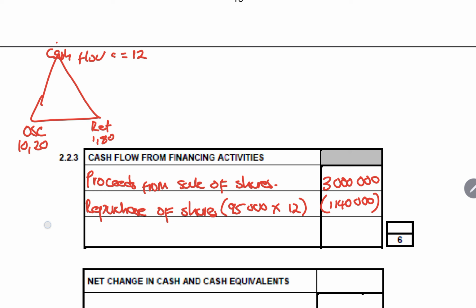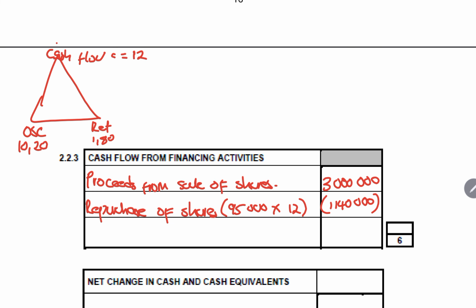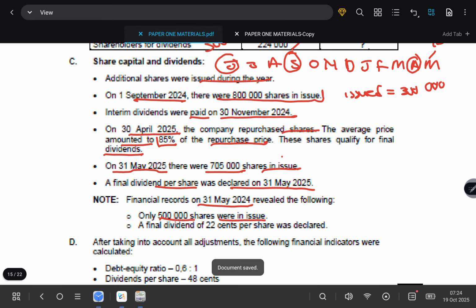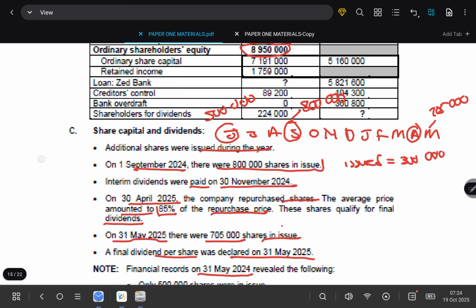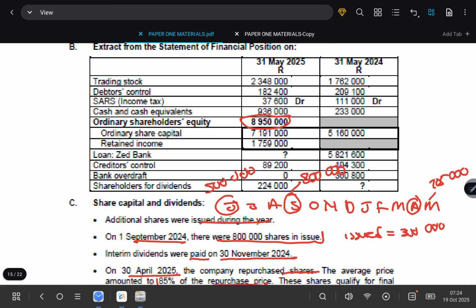After this, we need to look for something else in the cash flow. We need to check if there was any loan that was paid or received. When you look at this, they gave you information about debt equity, which must help you, because if you look at this, your loan is a question mark here.